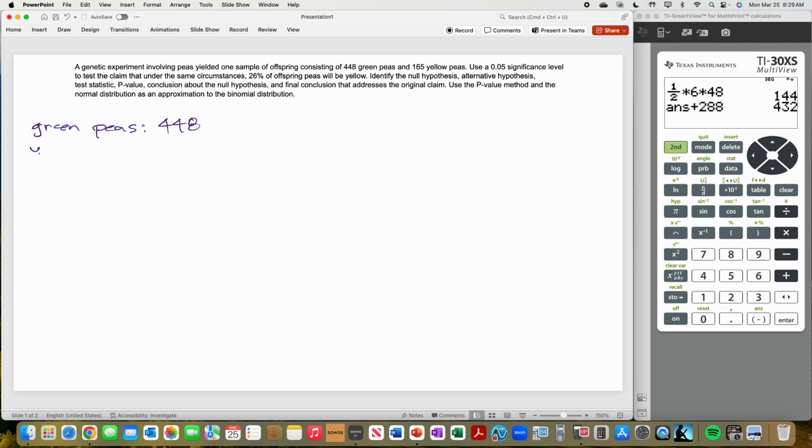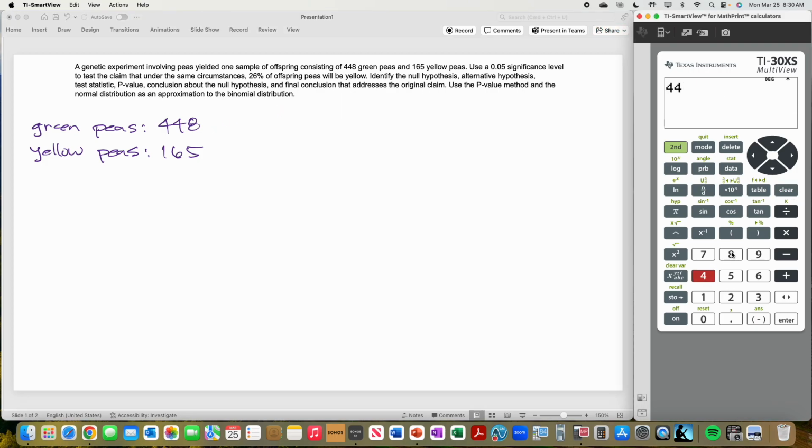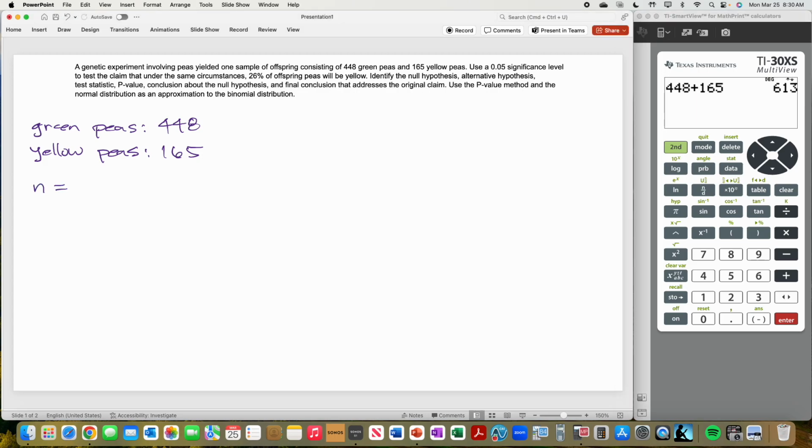And for the yellow peas, there are 165. So we should figure out the total number of peas at this point so we know what our sample size is. So I'm just going to quickly add 448 plus 165, and we see that our n, the total number of peas in this sample, is equal to 613. Now it says to use a 5% significance level to test the claim that under the same circumstances, 26% of offspring peas will be yellow.